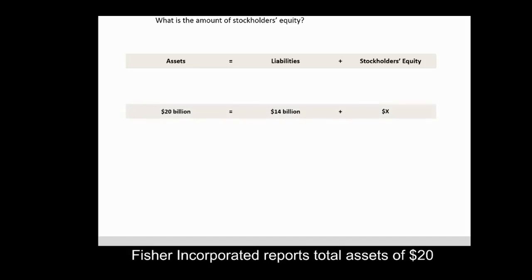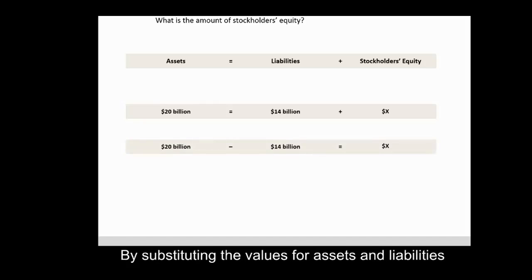Fisher Incorporated reports total assets of $20 billion and total liabilities of $14 billion. By substituting the values for assets and liabilities in the accounting equation and rearranging the equation, we calculate total stockholders' equity as $6 billion.